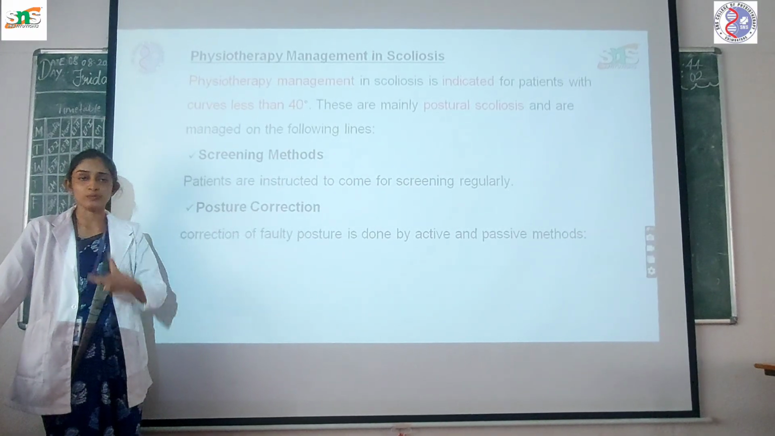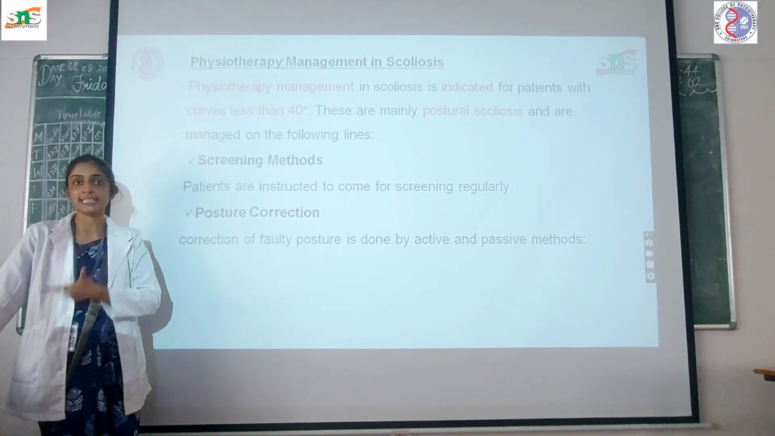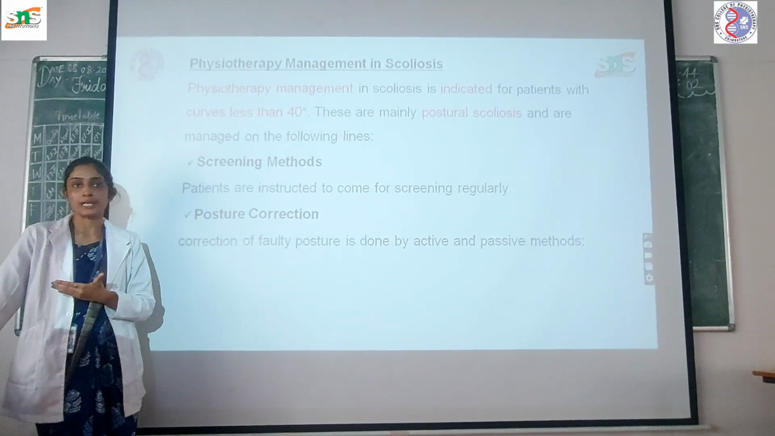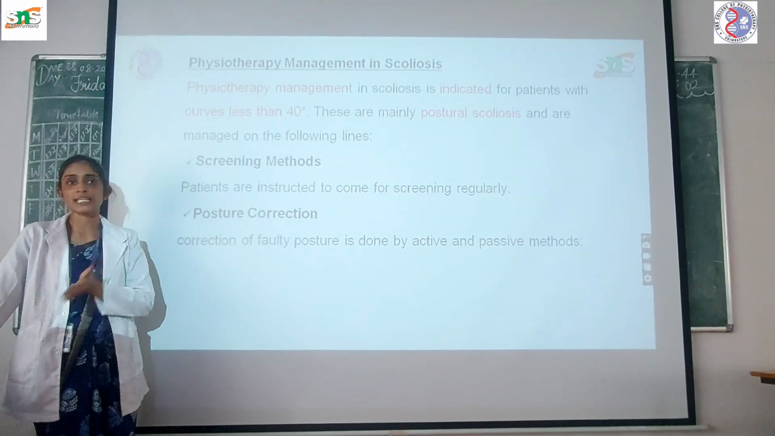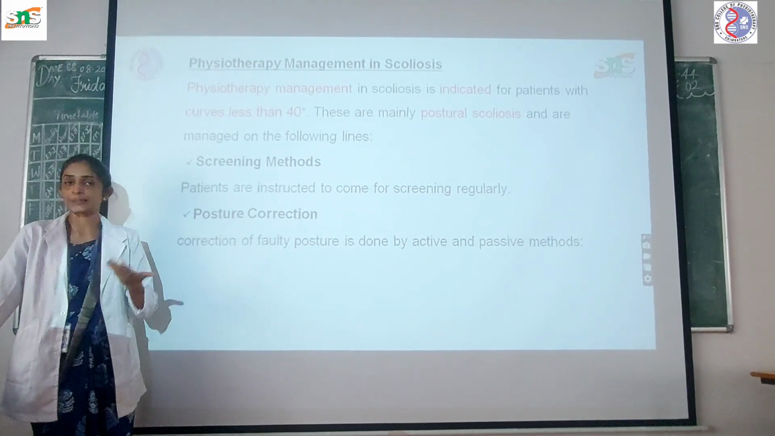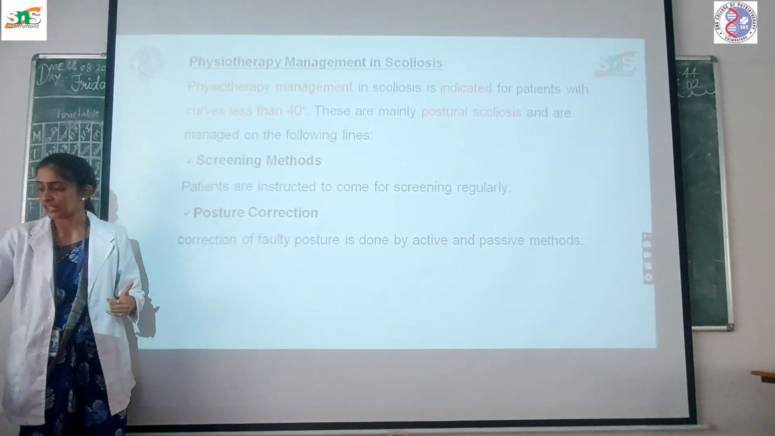Then with the radiograph you can assess the Cobb angle and see how much the angle is. If it is less than 20 degrees, only observation. If it is more than 20, you can prescribe orthosis as well as physiotherapy. Then you can go with the postural correction.